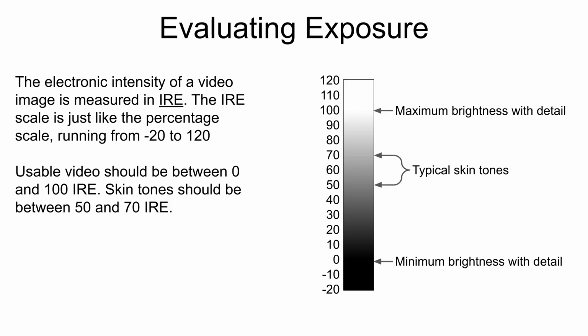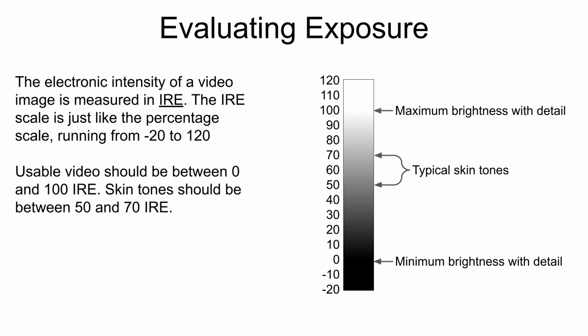When you're measuring brightness, when you're measuring a camera's exposure on an electronic signal, there are 2 ways that we can approach this. The more common way, and the way that television engineers do it, is using a scale called IRE. IRE is short for the Institute of Radio Engineers, which is ironic because we're talking about television, right? But anyway, the IRE scale is just a percentage scale, except it starts at negative 20% and it goes all the way up to 120%. But your usable video range is between 0 IRE and 100 IRE.